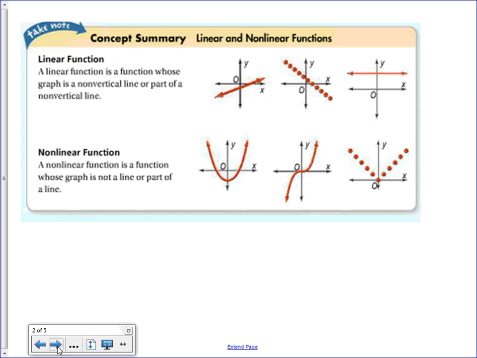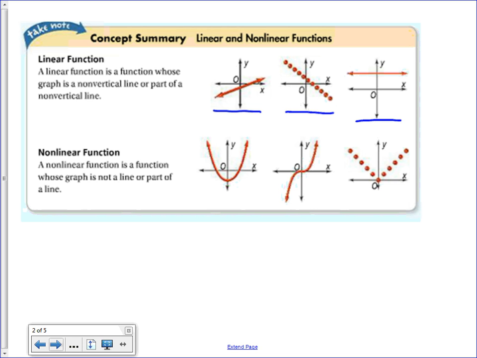A linear function is a function whose graph is a non-vertical line or part of a non-vertical line. So we can see three different examples here where we've got just a diagonal line, we've got dots that are forming a line, so this would be a discrete example, and then we have this example here, which is a horizontal line. All three of those would be examples of linear functions.